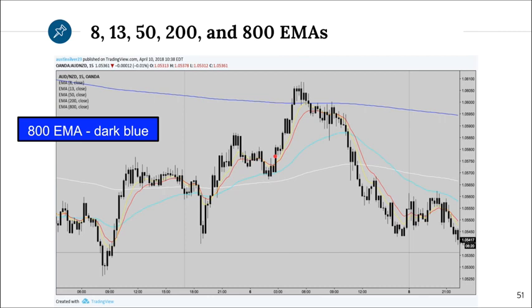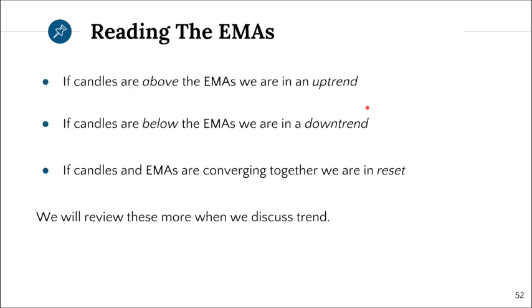We have the 8 as yellow, the 13 is red, the 50 is light blue, the 200 is white, and the dark blue is your 800 EMA. If candles are above the EMAs, we are in an uptrend. If candles are below the EMAs, we're in a downtrend. And if the candles are converging together, we're in reset. Our 3 market conditions. Write it down. Above the EMAs, uptrend. Below the EMAs, downtrend. Candles converging to EMAs, reset. So we have trend, counter trend, reset.